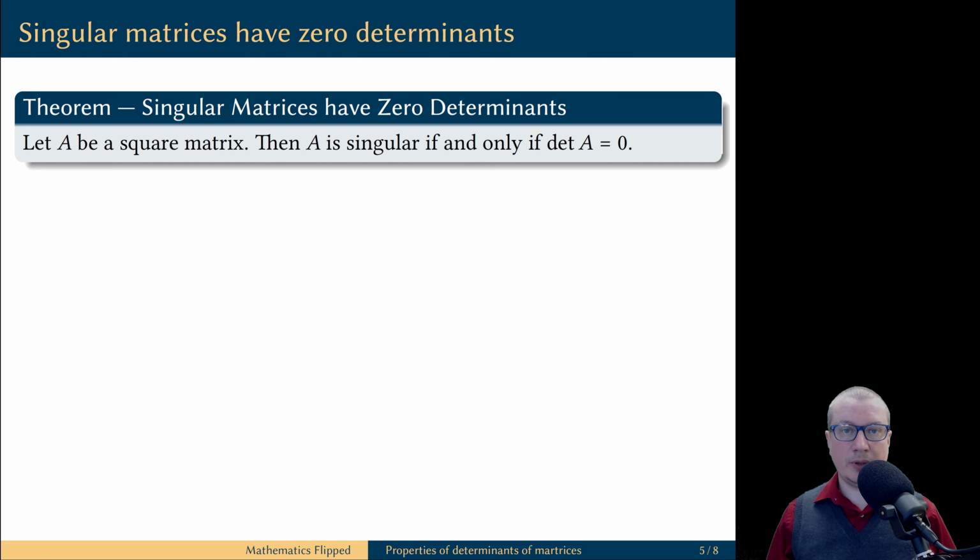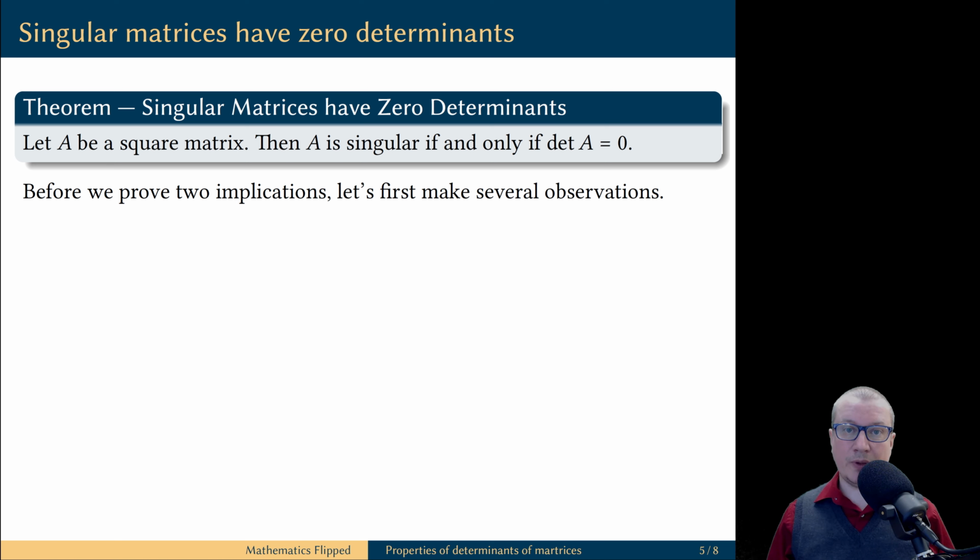And now we are ready to prove that a square matrix is singular if and only if its determinant is equal to 0. This is an if and only if statement, and therefore we need to prove two implications. But before we get to that part, let's make some observations.